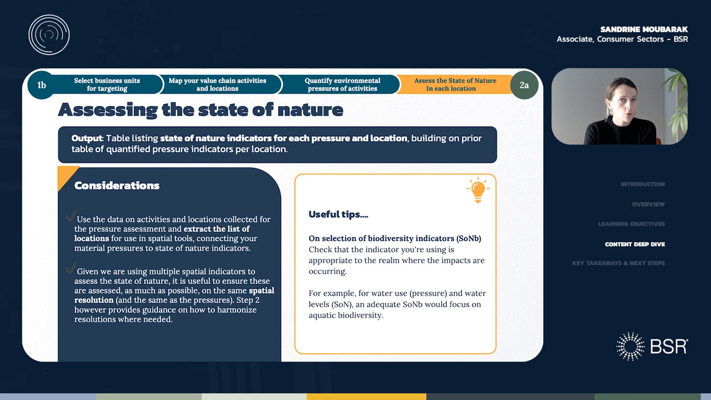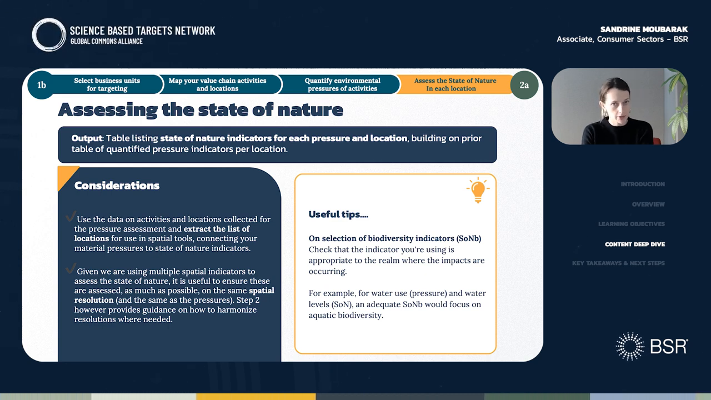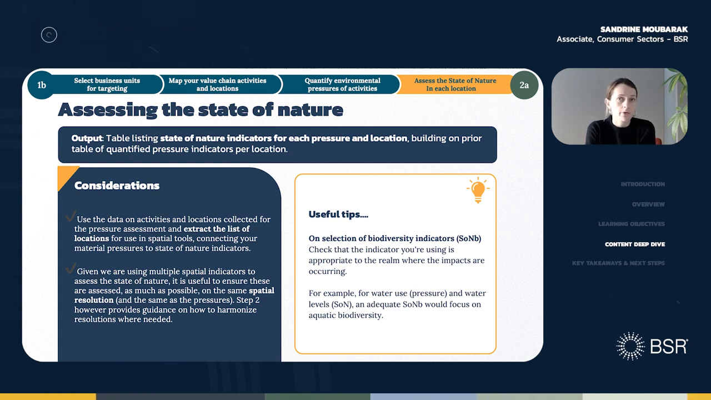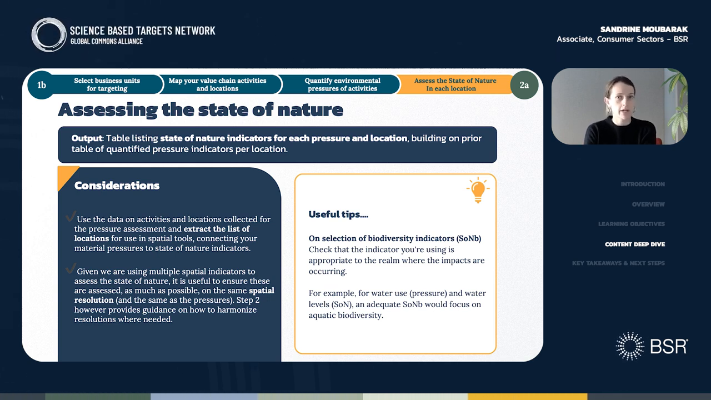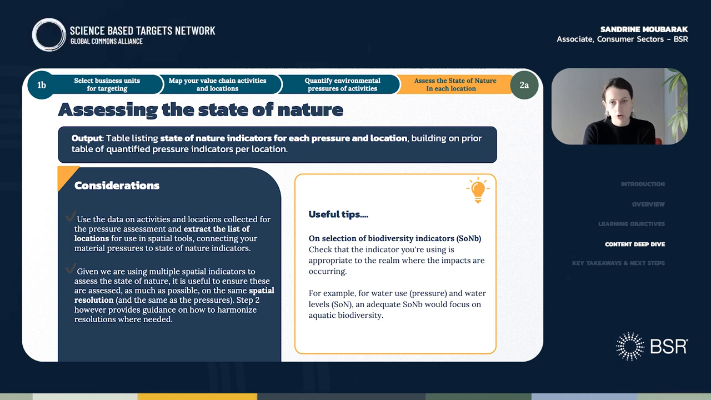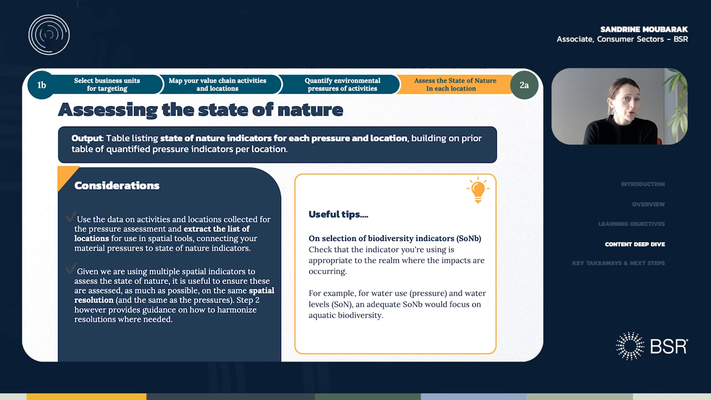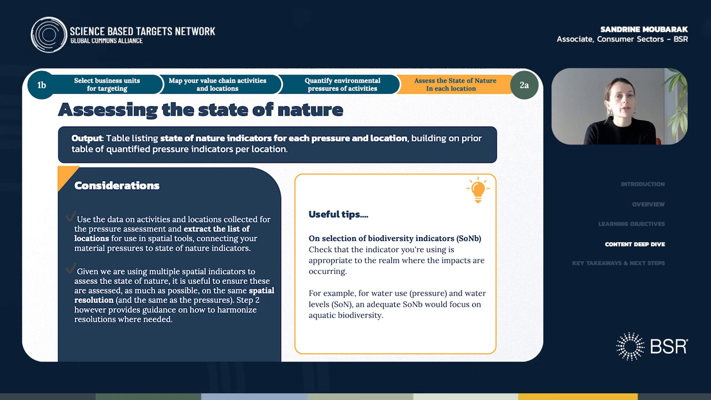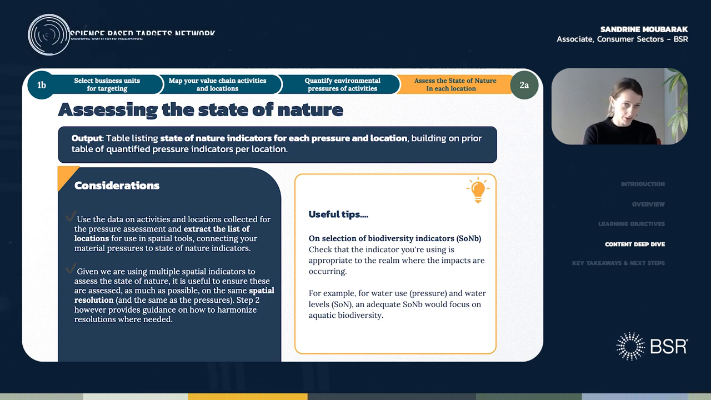On the next slide, we'll be walking you through the different sets of spatial indicators you can use for your state of nature assessment. As we go through those, it's important to remember that the indicators you end up using should be appropriate to the place where your company's impacts are happening. For example, are you picking a biodiversity indicator that is appropriate for the realm in focus, whether it's terrestrial, freshwater, or marine? For ease of analysis, and based on the insights of the initial target validation group, we also recommend that when you estimate the state of nature for one pressure at a time, for example, land use, that you cover all locations for that pressure at once.